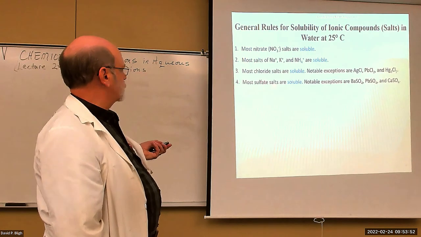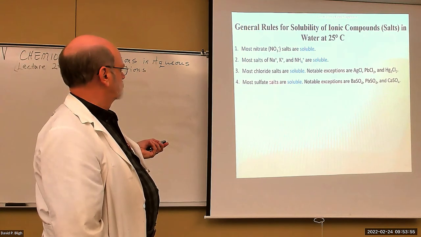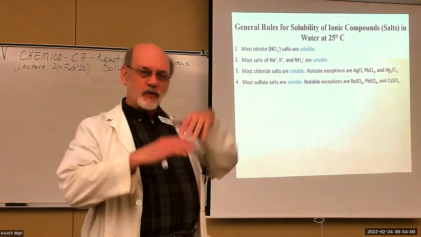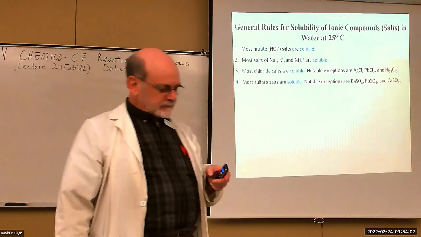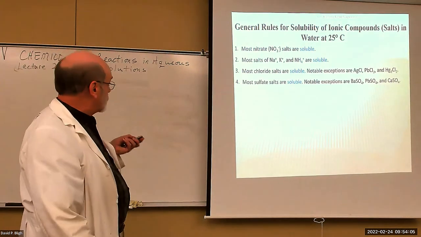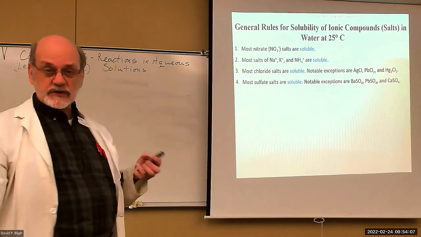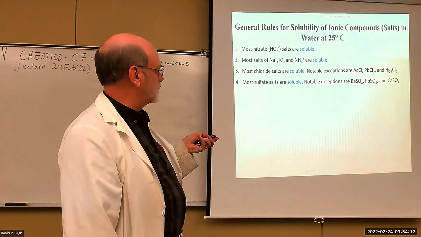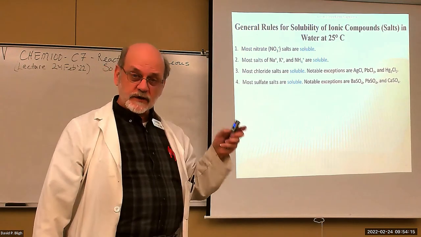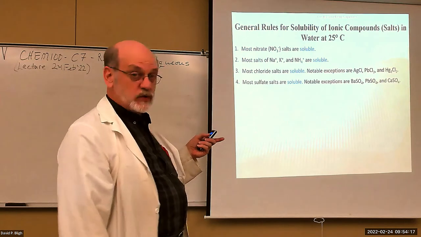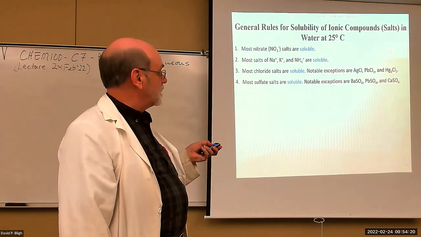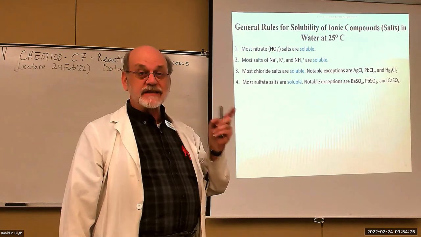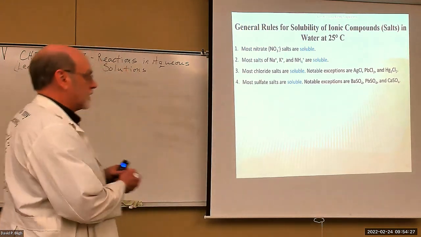Most sulfate salts are soluble. Well, it's laid out so that if there's a tie, the one above breaks the tie. So we mentioned that chloride salts are generally soluble, except for these three compounds. The chloride salt of silver, the chloride salt of lead 2 ion, and the chloride salt of mercury 1 are insoluble. Remember what we said about mercury.